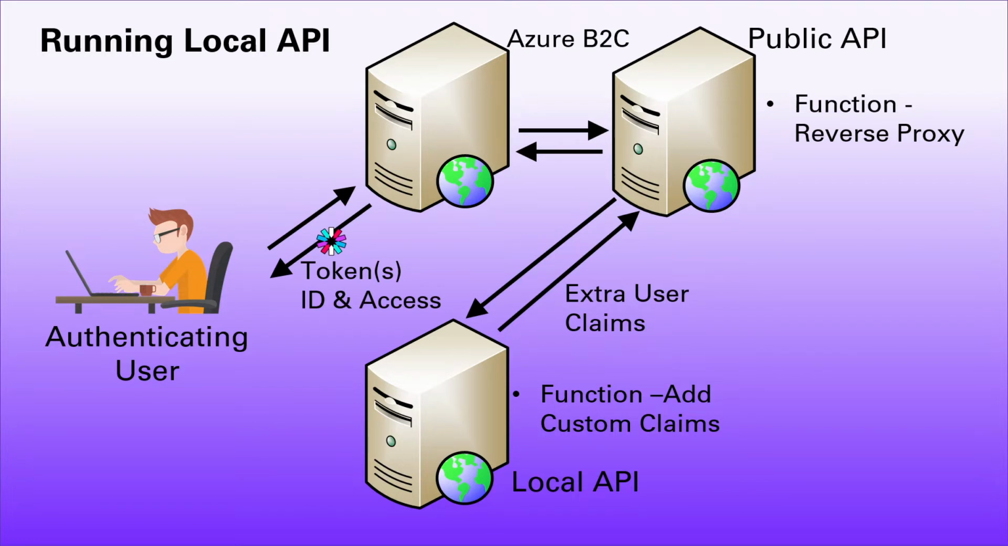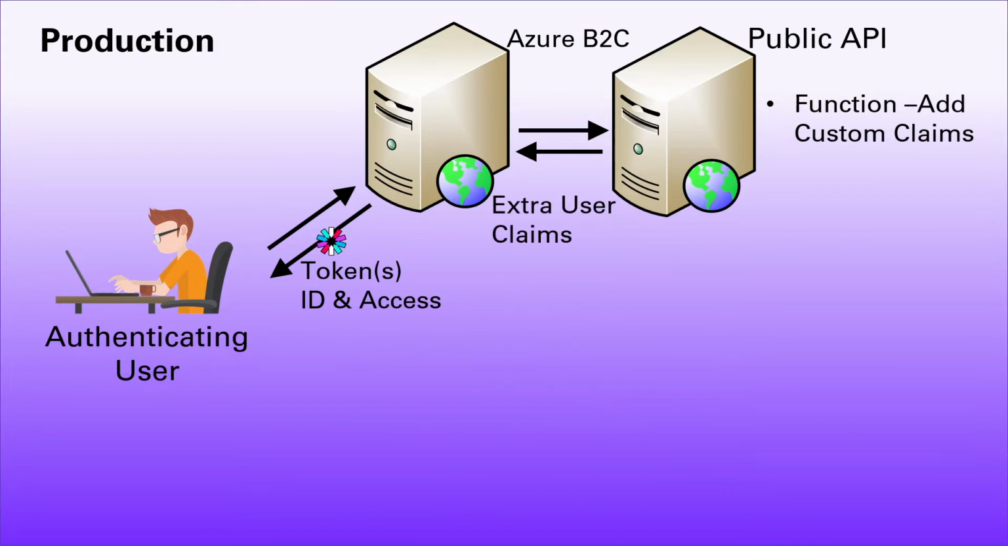This means that we can develop locally and work out what our claims should be and get all that code working before we then publish that up to our public API. So what it looks like when we move to production is that we remove that reverse proxy function, we reconfigure Azure B2C to directly call our function that just adds our claims that we've been developing locally, but now it exists in our public API because we've pushed that up. And so this is what our production architecture then looks like.